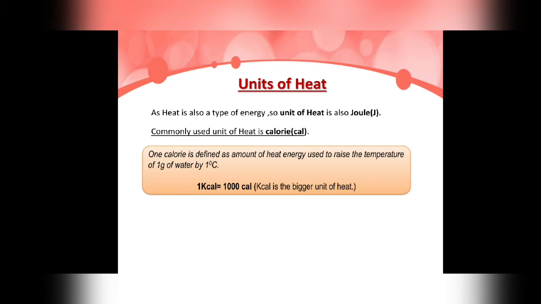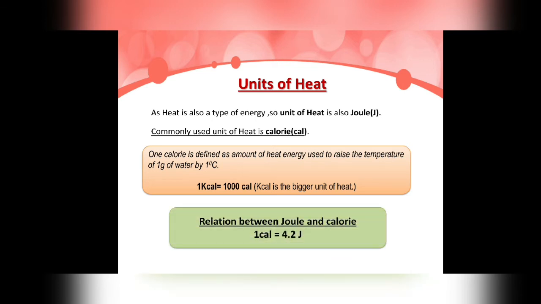There is a higher unit called 1 kilocalorie, and 1 kilocalorie is equal to 1000 calories. Kcal is the bigger unit of heat. Like we use kilometers, we use kilograms. These are all the bigger units. So kilocalorie is also a bigger unit of heat.